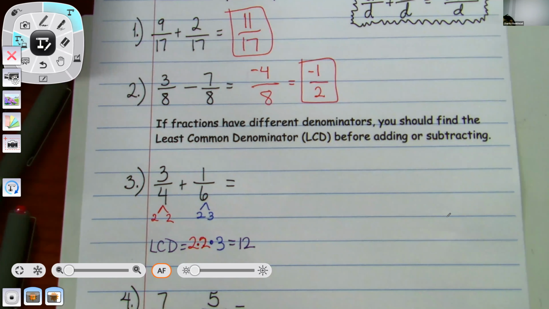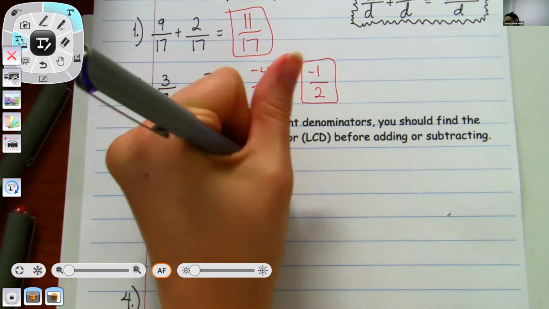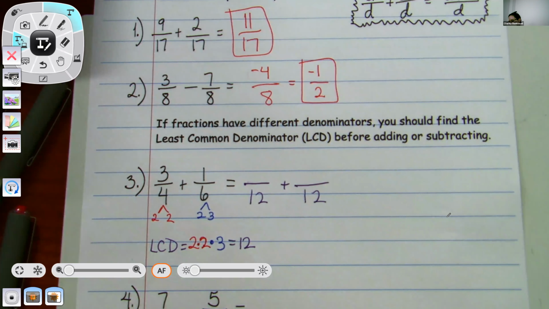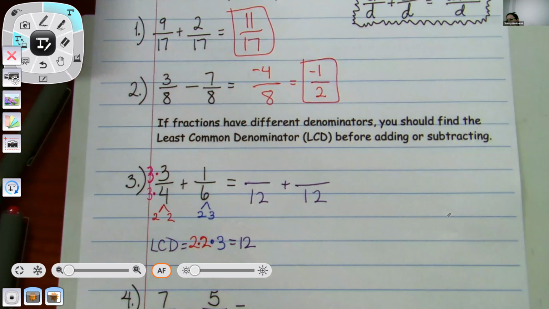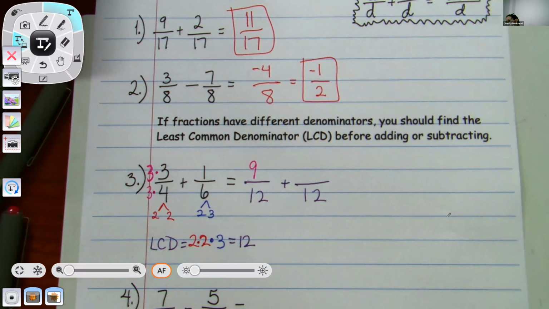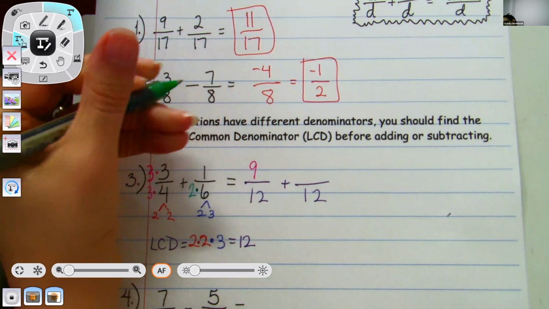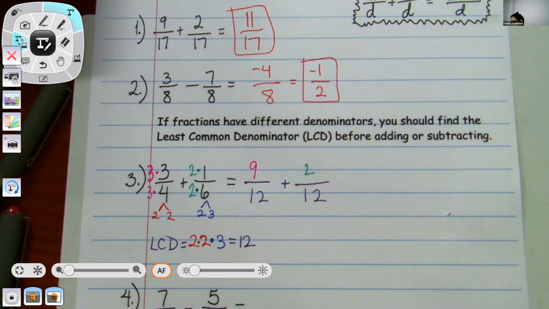All right, so you want to then rewrite your problem where both fractions have that 12 as the denominator. So what do you have to multiply with 4 to get 12? 3. So that means you're going to multiply the top and the bottom of that fraction times 3. And then 3 times 3 gives you 9. And then what do you have to multiply with 6 to get 12? 2. So 2 times 6 and 2 times 1 gives you 2. So now you have 9/12 plus 2/12, which equals 11/12.